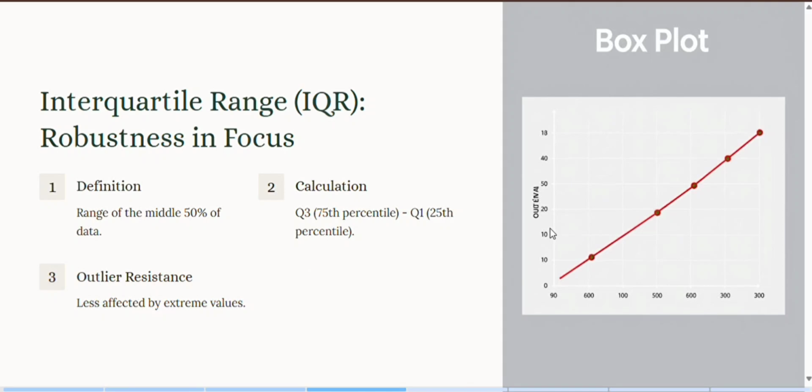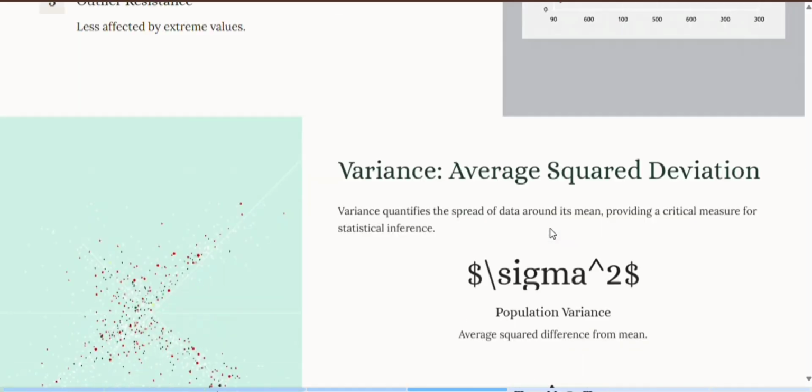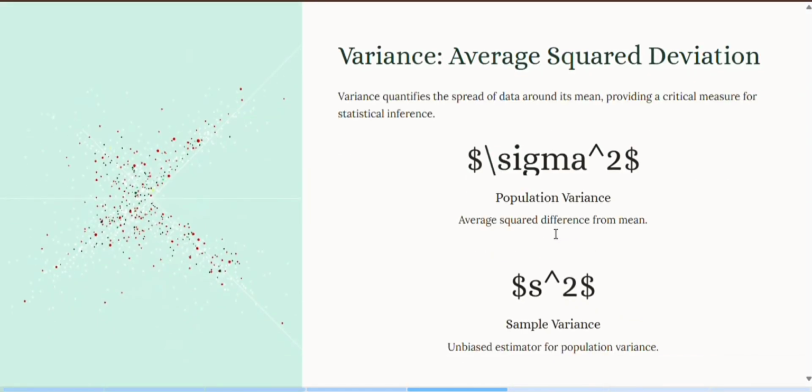Moving next, we have variance, which is average squared deviation. Variance quantifies the spread of data around its mean, providing a critical measure for statistical inference. Here we have the formula: the sum of (x minus x bar) whole squared, divided by n.